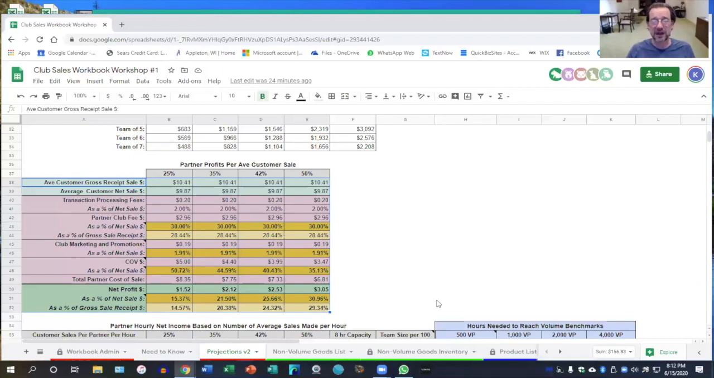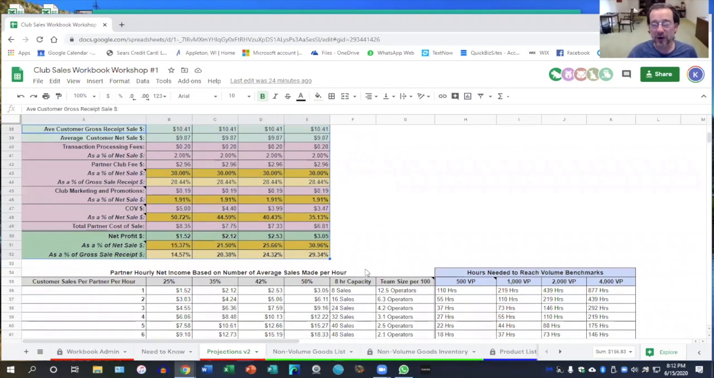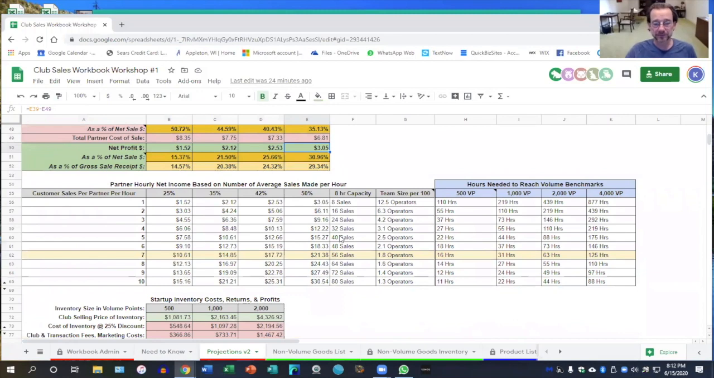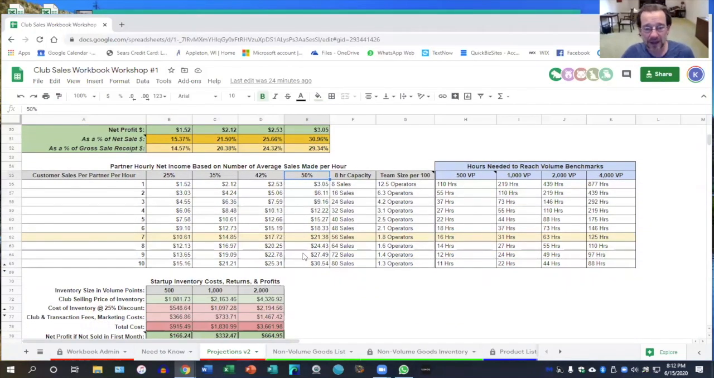So every time I sell one of these, average sale $10, I end up taking the $10. Some of it was to pay for the product that I sold to them. Some of it is to help pay a fee to keep this club running, and the rest I put in my pocket. And let me show you how that works. This is how much I put in my pocket. In fact, I'm right now at a 50%.